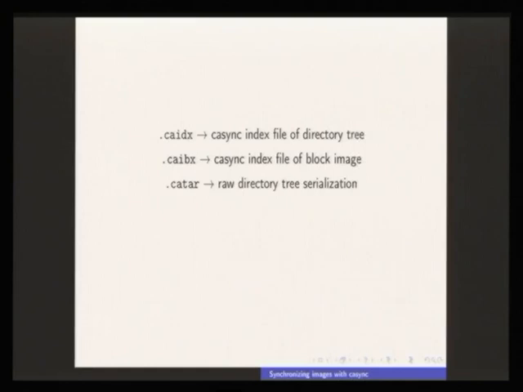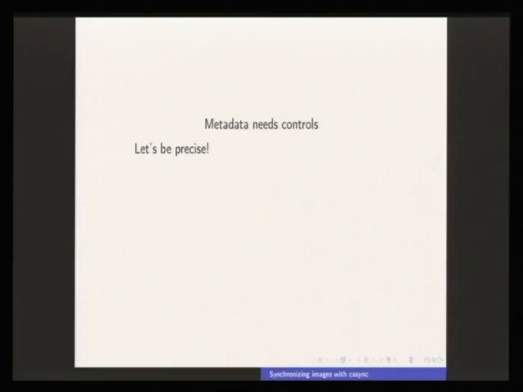CATAR is the raw directory tree serialization before I chunk it up. And CASTR is the suffix I use for chunk store directories. And that's already everything that you actually care about. There are a couple of other things that it can throw out for you, but we don't really have to discuss that because they're not the most important thing in the world.